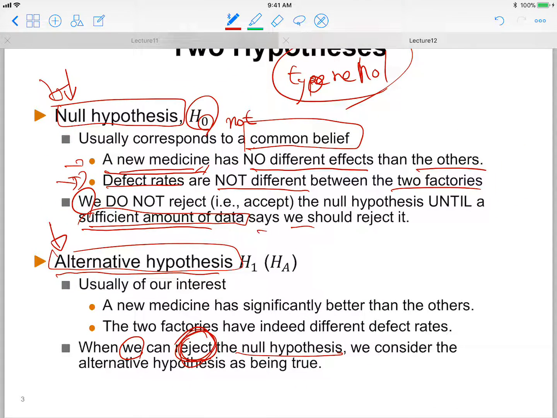Okay, and then the alternative hypothesis is the other one. So when we reject this null hypothesis, that's when we accept this alternative hypothesis. It's a little bit of a surprising fact or scenario.